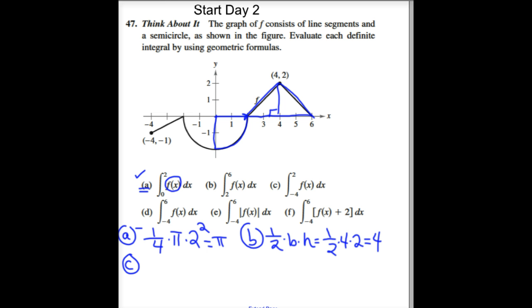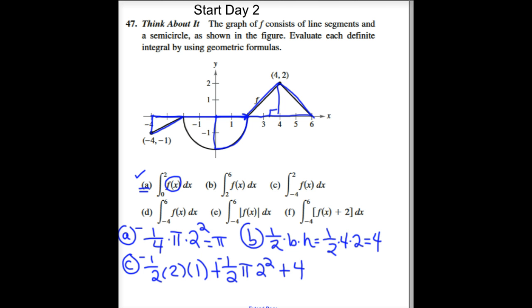For letter C, I'm going from negative 4 to 2, which means I'm going to go from negative 4 all the way to 2, which means I need to do this triangle and then half of a circle, and it's all negative. So the triangle right here is 1/2 of the base times the height, but it's negative because it's under the x-axis. The circle is 1/2 of pi r squared, but again, it's negative because it's under the x-axis. The triangle I just did, it was 4 and it's above the x-axis.